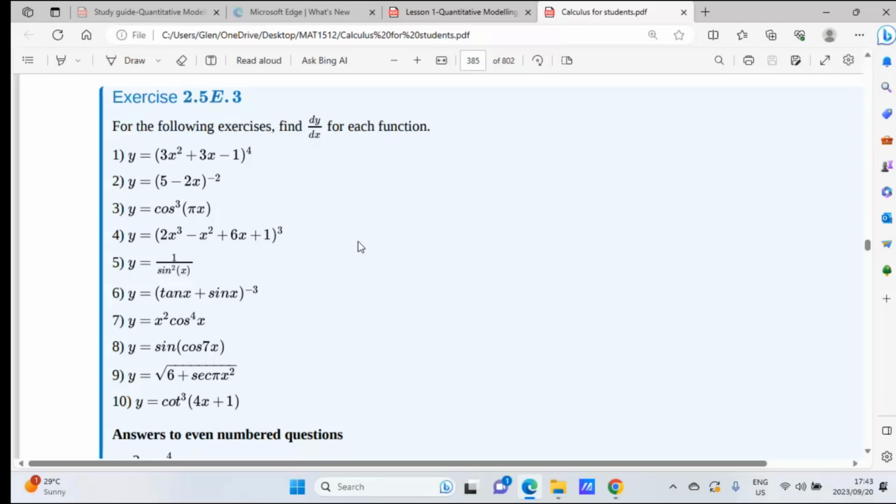Tando, I have -12 times cot squared bracket 4x plus 1 times secant cosecant squared bracket 4x plus 1. Okay. What have you got, Spusiso? Please repeat. -12 cot squared bracket 4x plus 1 close bracket times cosec squared bracket 4x plus 1.